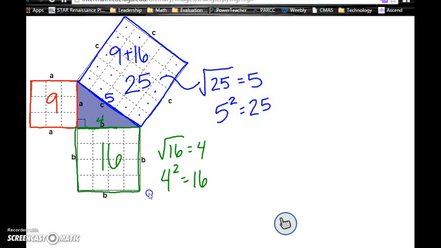1, 2, 3, 4. Why don't you prove that the square root of 9 is 3 and then confirm that a is a distance of 3? Okay, let's go ahead and look.